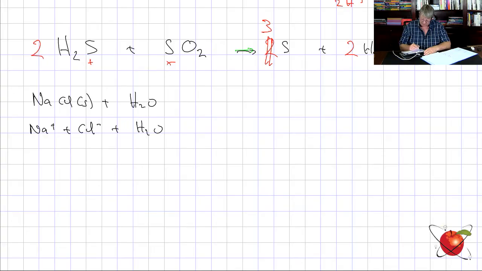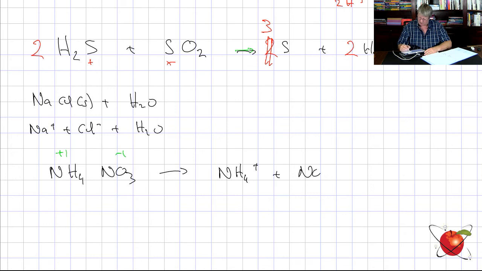The next one is they want ammonium nitrate in water. Ammonium nitrate, so that's going to be NH4NO3, isn't it? Hang on, it's in words, so I've got to check my numbers. All right, +1, -1, and that's going to be going in water. So it's straight towards a dissolution reaction. What am I going to get? I'm going to get an NH4+ and an NO3-.